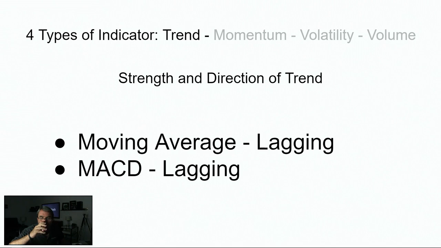Now, within fundamental analysis, you have trend indicators. These are what they sound like. They basically indicate the strength and direction of a trend. These include moving averages and MACD, which are both lagging. And we're going to talk about lagging and leading in just a second.